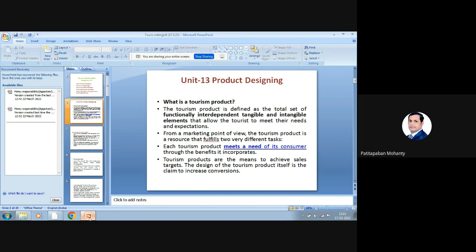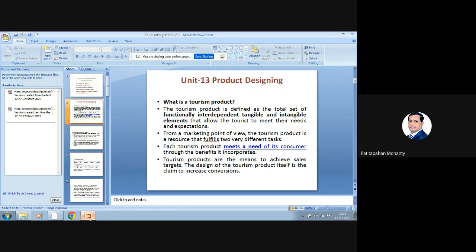But intangible elements, or intangible constituents, which are actually required to make the product fulfill the final consumption of the tourist, are sometimes called the invisible things, or sometimes the experience. Okay, so that's why the product is a culmination, a combination, a blending of tangible and intangible elements, or constituents, that always meet the needs of the customers or the consumers.